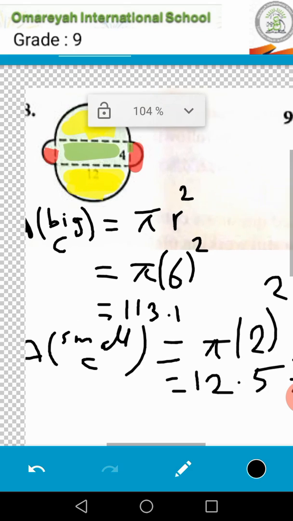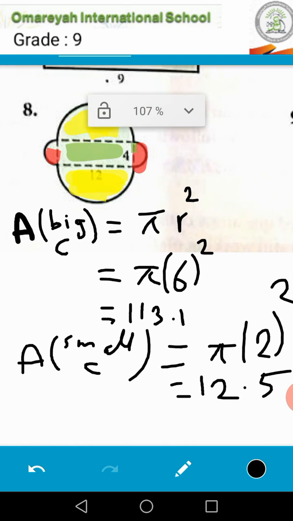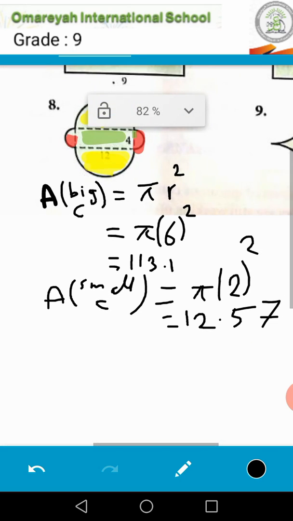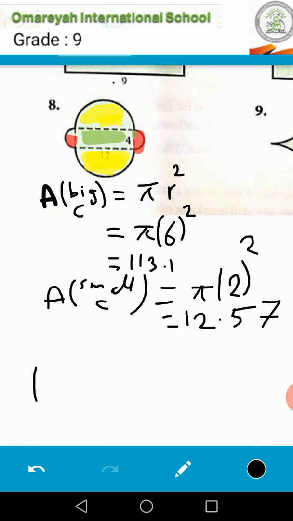As I said, you have 2 red semicircles that together make one circle. So it's enough to find the area of the whole circle, not the semicircle, because a semicircle and a semicircle make one whole circle. And the same thing for the yellow circle. Now you need to find the area of this shape.